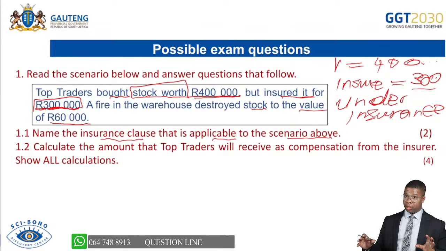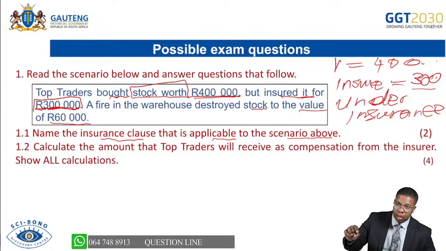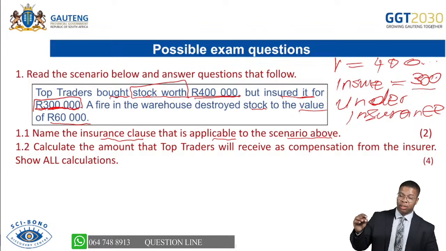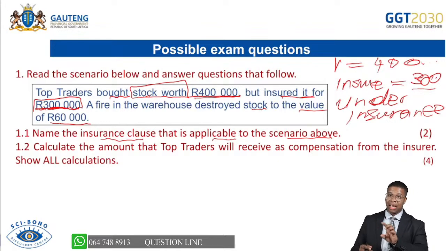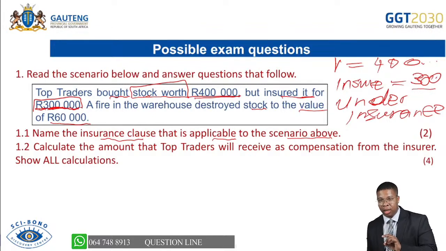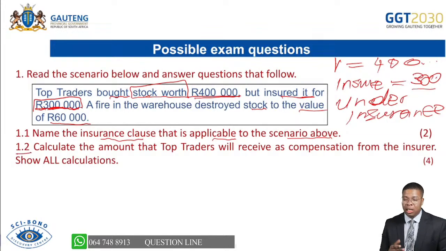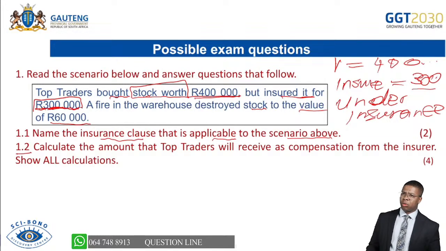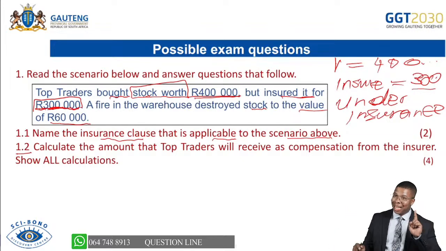I'm not answering the question. The question is asking which clause is applicable. Now, from your notes, there's only one clause under your concept of insurance. And the clause is the average clause. So that is the clause that is applicable here. And it's the only clause that has a calculation. So if you see 1.2, it gives you a guideline already to say you need to calculate. Can you calculate for underinsurance? No. Can you calculate for over insurance? No. You can only calculate for one, which is the average clause.